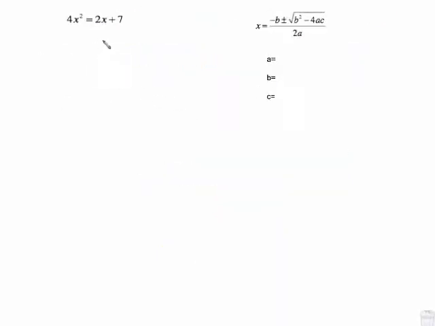Here's another one that is not in the proper form to start with. Remember, everything's got to be on one side in descending order equal to 0. So bring the 2x and the 7 over. That will give me 4x squared minus 2x minus 7 equals 0. So it's got to be in that form before you name a, b, and c. a is 4, b is negative 2, c is negative 7.